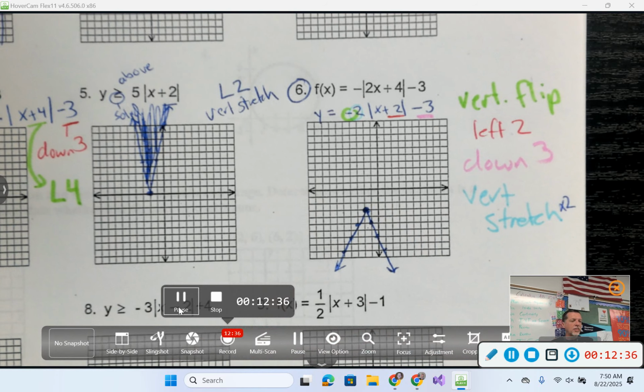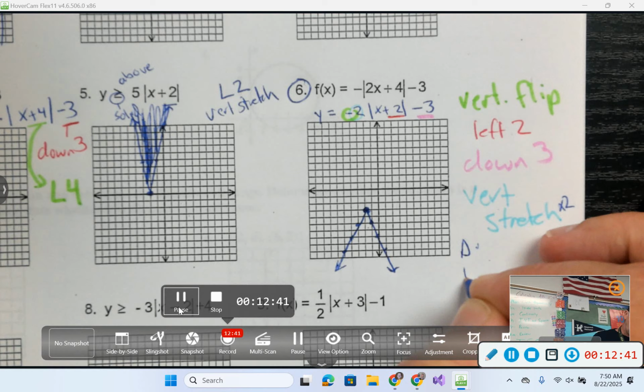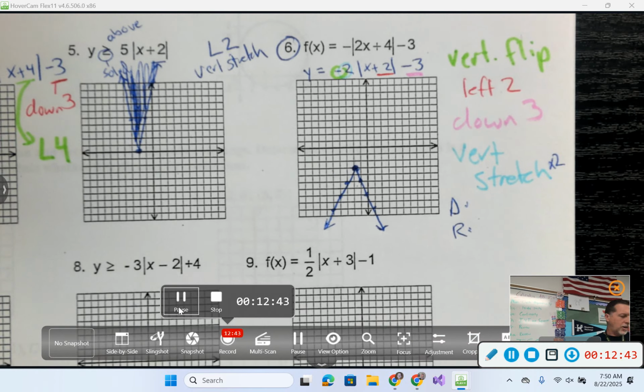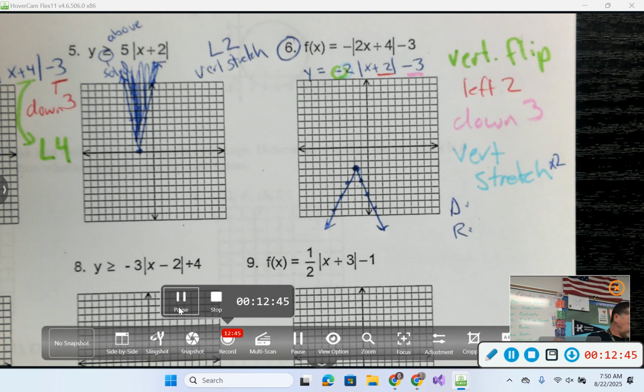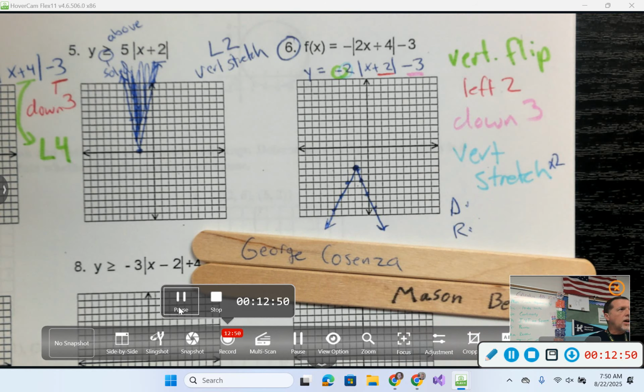Oh, speaking of directions, domain and range. I mean, not hard, but hey, good review. Be on the test next week, so why not? George, how about the domain for this one?